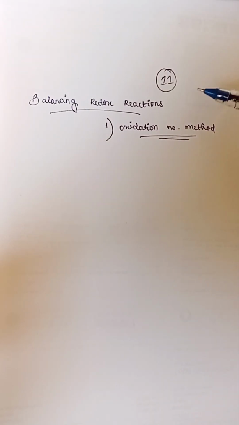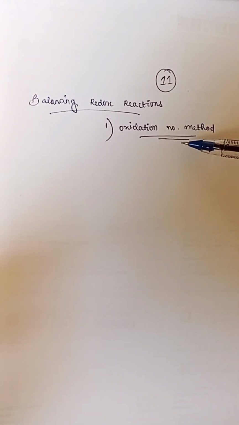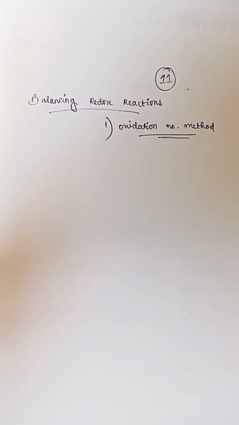Today we will be looking at balancing redox reactions from the chapter Redox Reaction in grade 11. The first method I will be looking at is the oxidation number method. Let's do it with a question.